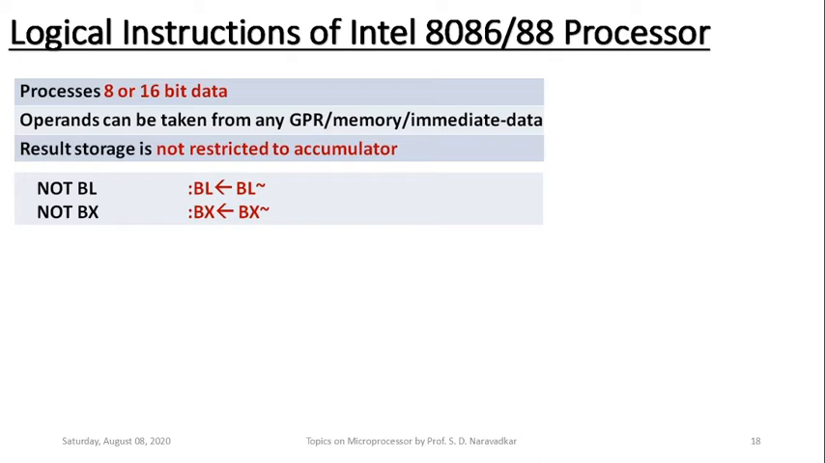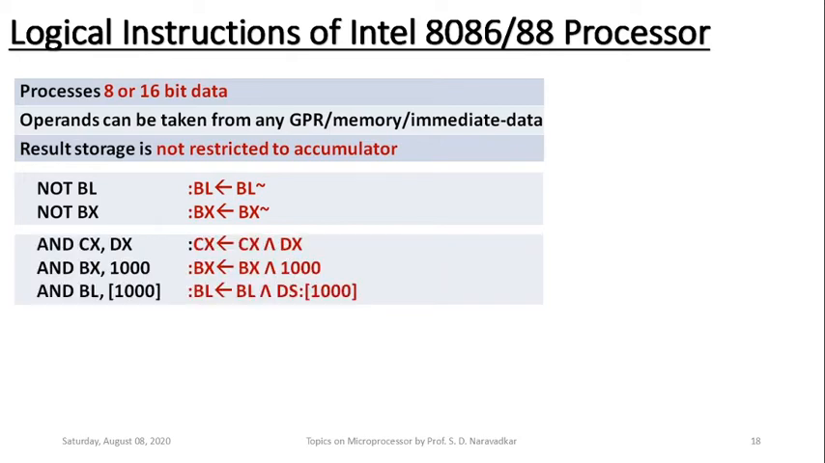The next instruction is the extension of that earlier one, NOT BX. Here the 16-bit data of the BX register will be complemented and the result is copied to the BX register. Then the next set of instructions given here are the logical AND instructions.